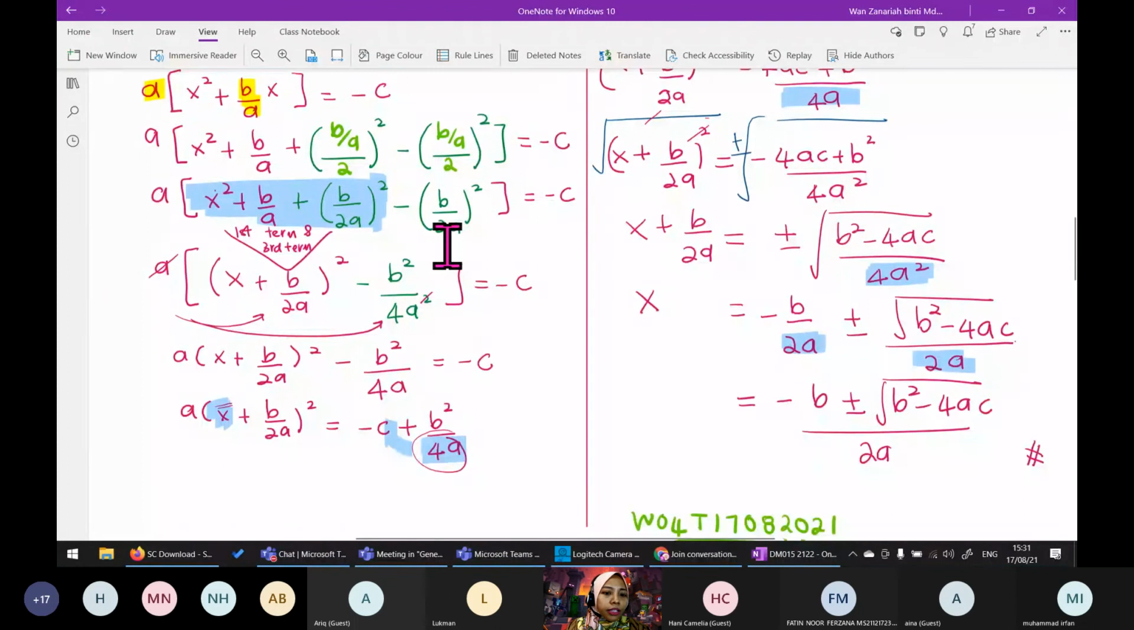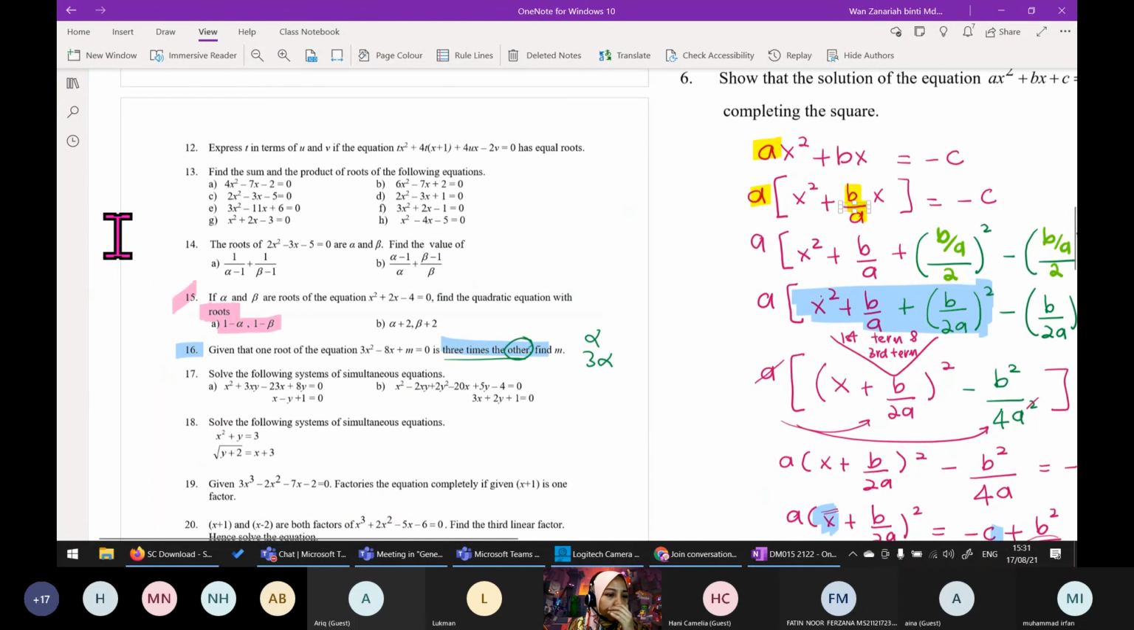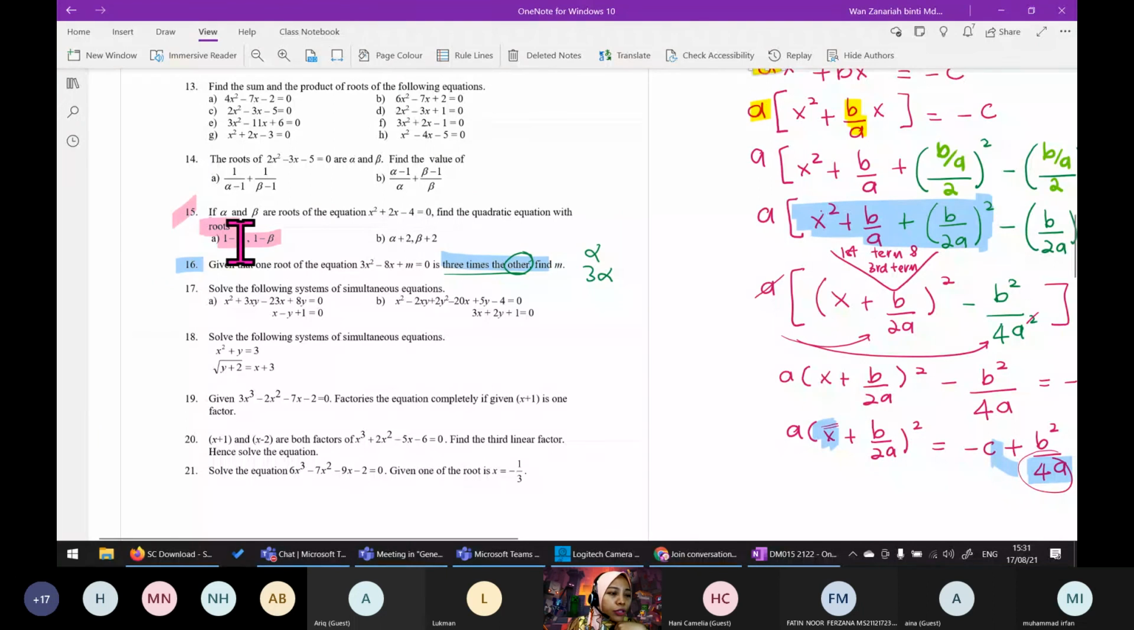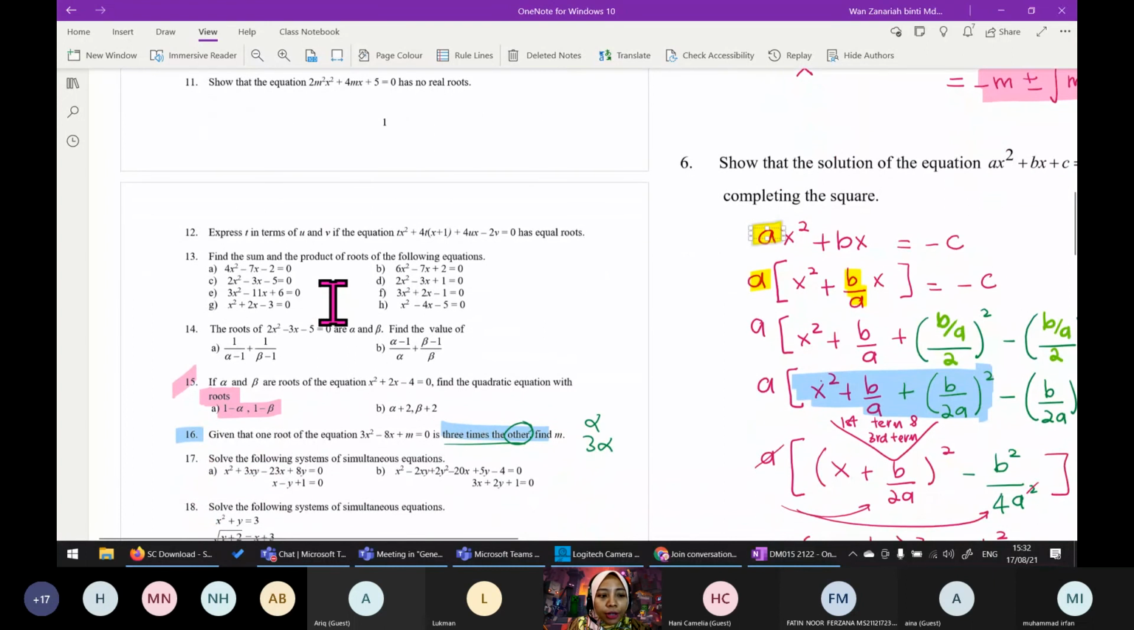Okay, lagi ada soalan lain? Okay, we have done question 14 and 15. What was the question just now? 5 and 6. Okay, any other question? Nombor 12 boleh tak, madam?